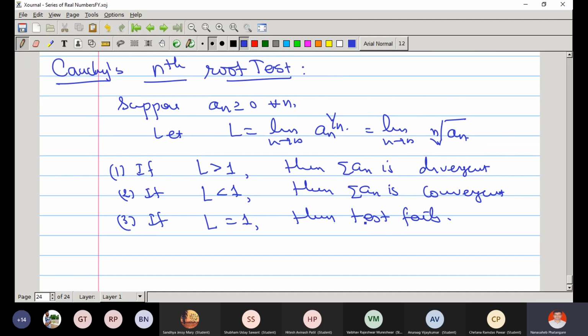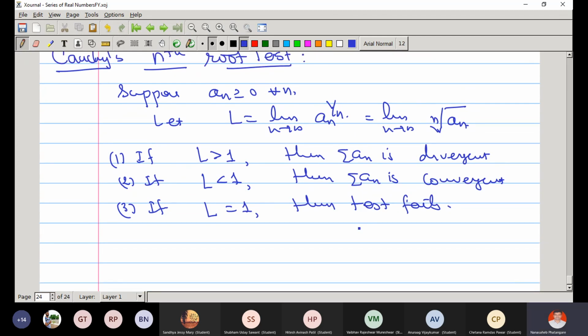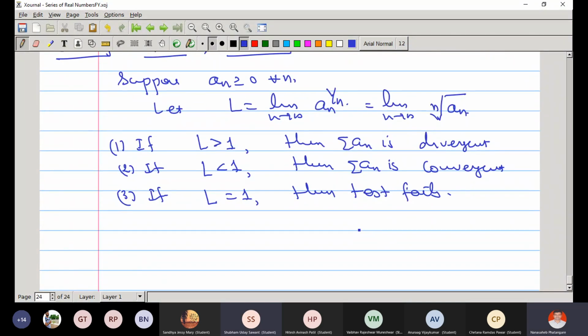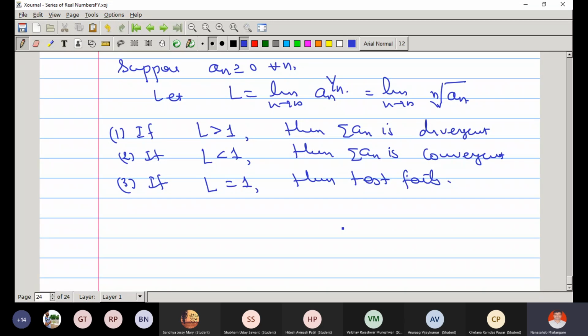Now the statement is clear. Right. So you have to just evaluate the limit and see what happens. For example, consider the series 2 raised to n upon n raised to n.